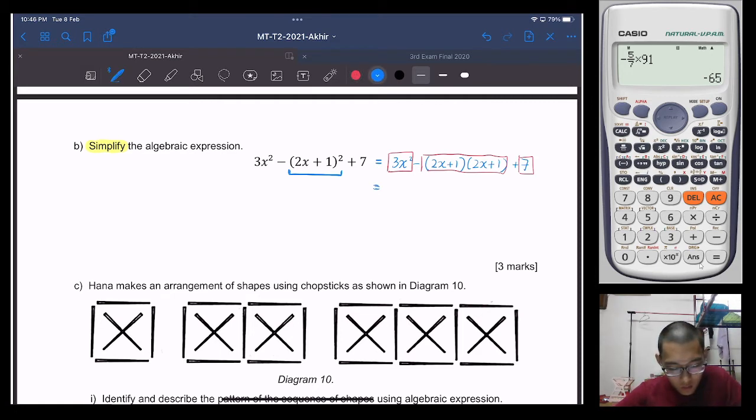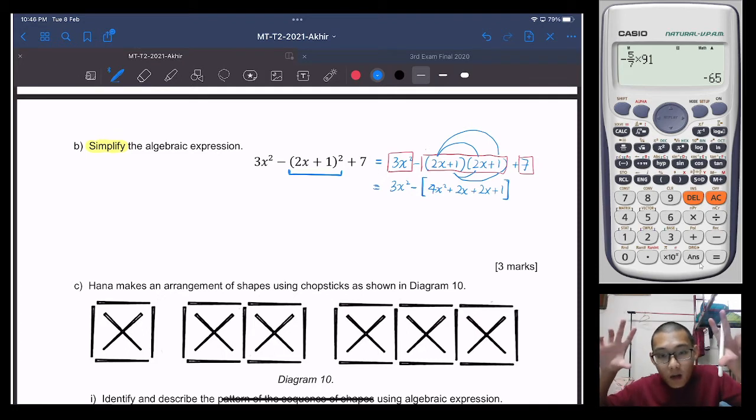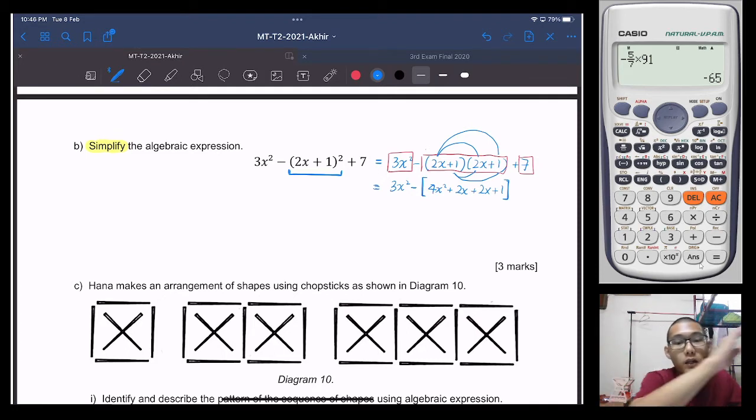This one you need to be alert. If you want to solve it, we have 3x squared minus, and we use the bracket first. The whole one, you need to minus. So we have 2x times 2x, 2x times 1, 1 times 2x, 1 times 1. So we have 4x squared plus 2x plus 2x plus 1, the whole bracket. You need to bracket it because I want to minus the whole one. Then plus 7.